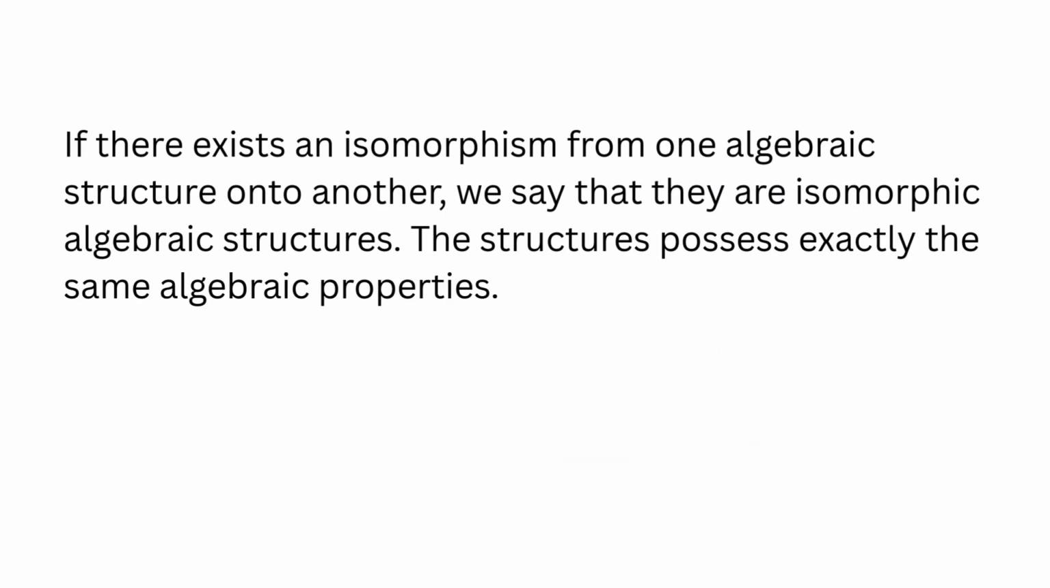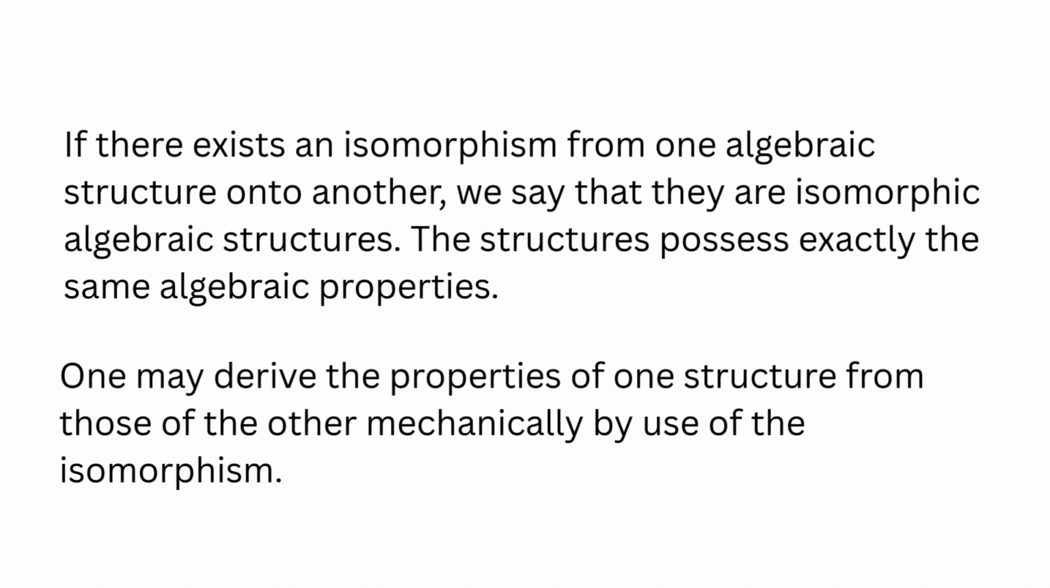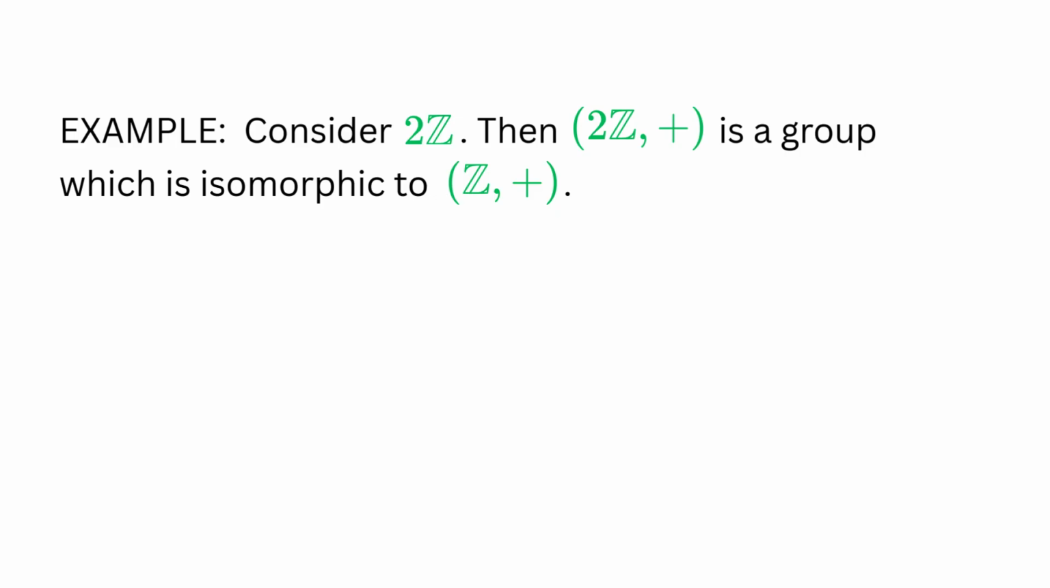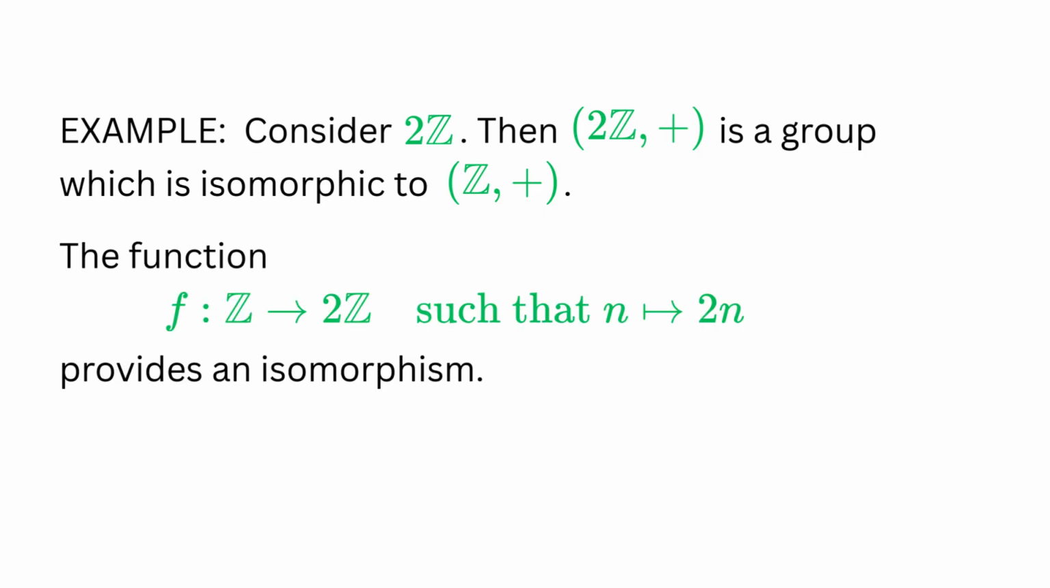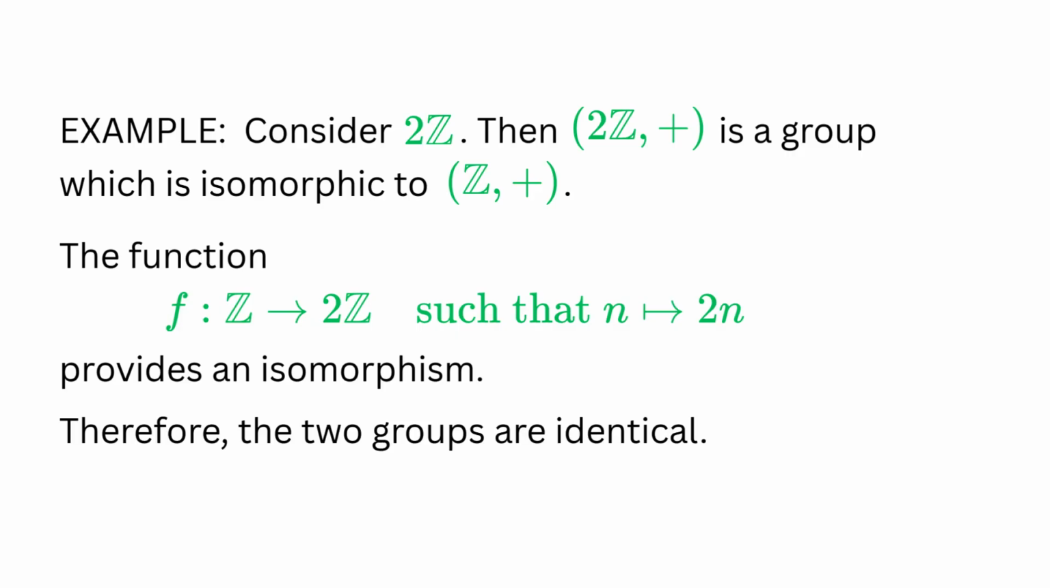If there exists an isomorphism from one algebraic structure onto another, we say that they are isomorphic algebraic structures. The structures possess exactly the same algebraic properties. One may derive the properties of one structure from those of the other mechanically by use of the isomorphism. Let 2Z be the set of even integers. Then, endowed with the operation of addition, 2Z is a group, and it is isomorphic to the group of integers endowed with addition. An isomorphism is given by the function f, which maps an integer to its double. Therefore, the two groups are identical.